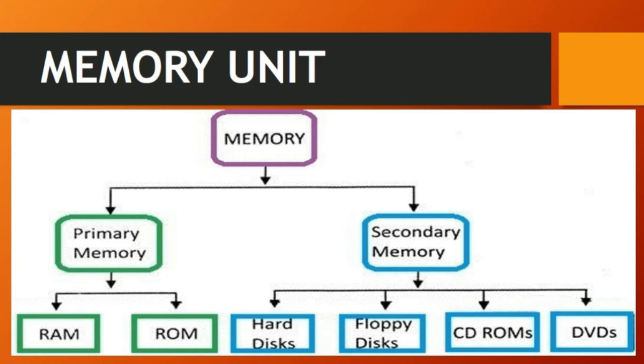Again I'll tell you, memory is divided into two types, primary memory and secondary memory. Primary is divided into two types, which has been shown in the picture, ROM and RAM. Secondary memory is divided into four types: hard disk, CD, DVD and flash drives. These are the four things.